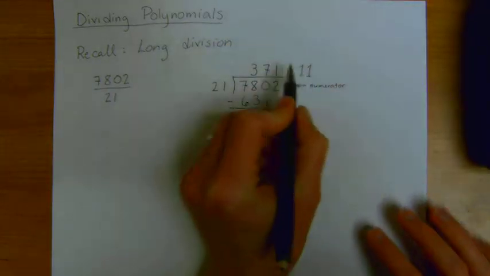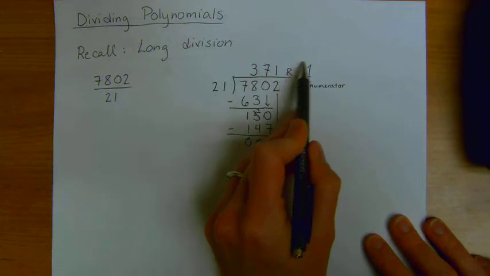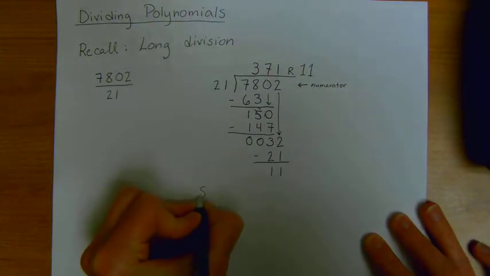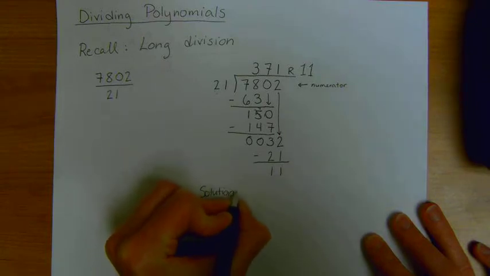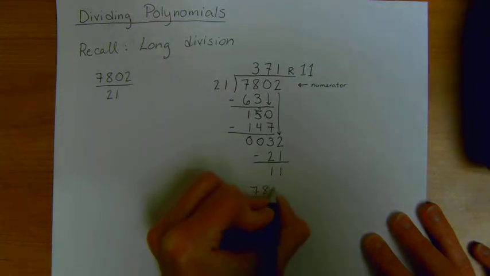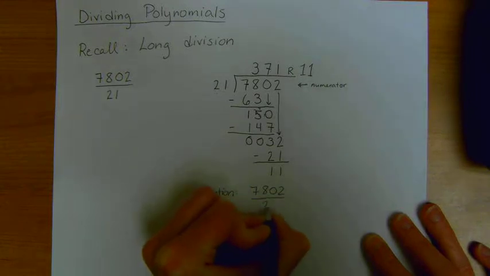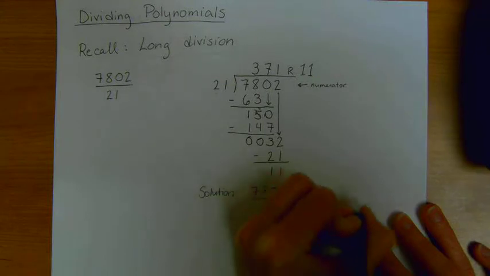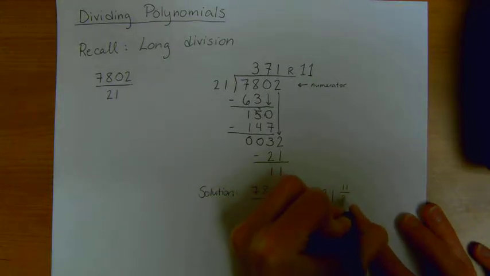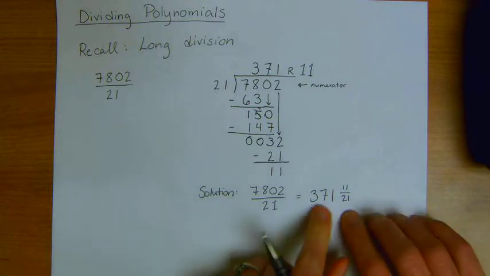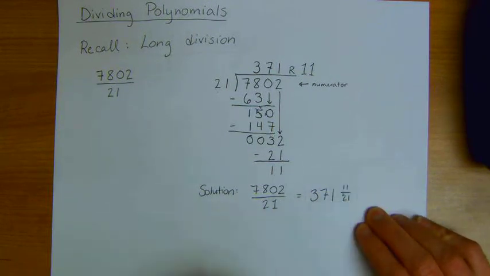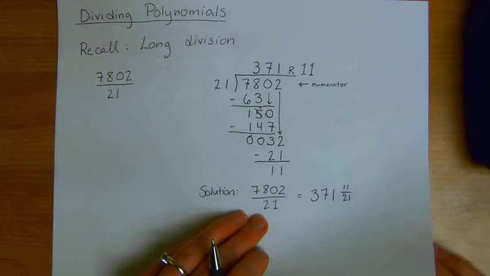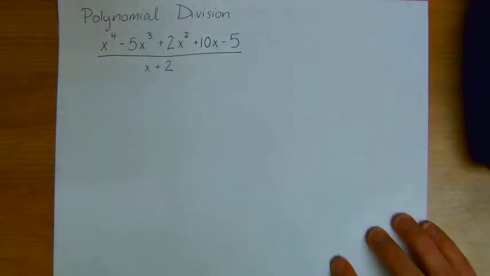And what does that 11 remainder actually represent? It represents 11 21sts. So our final solution is that 7,802 divided by 21 gives us the value 371 and 11 21sts. I'm writing this as a mixed number, the whole number part and the fractional part, the part that's left over. So although polynomial division isn't identical, it's very similar in the algorithm that I'm going to do.